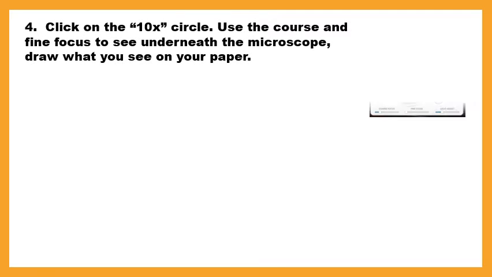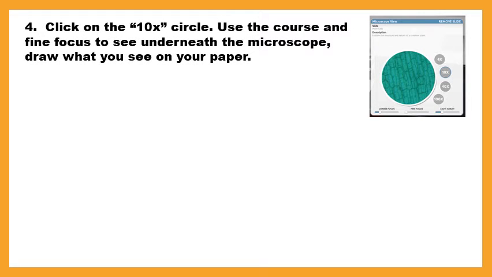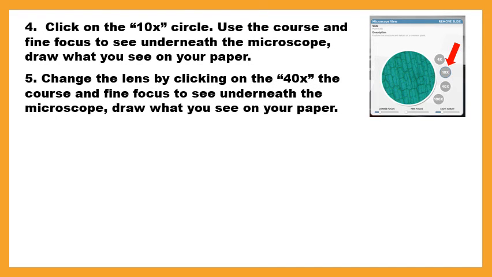Okay, so as soon as you click on plant cell, you're going to have a new screen that pops up. It'll look something like this. You need to click on the 10x circle to begin. You're not going to be able to see anything very well under 4x, so go ahead and click on 10x. And then you need to use the coarse and fine focus. Those are the little things at the bottom of the page to see underneath the microscope, just like we practiced in class. And once you get a clear picture, I want you to take your first circle and draw what you see on your paper in that first circle.